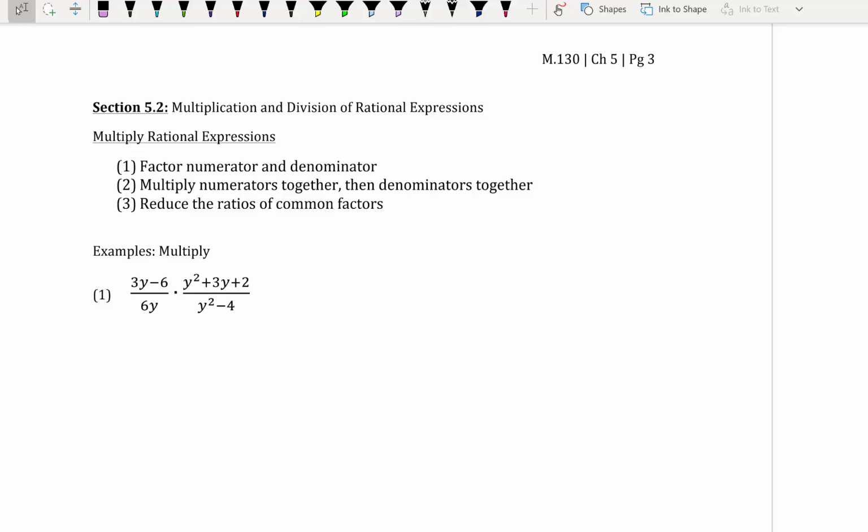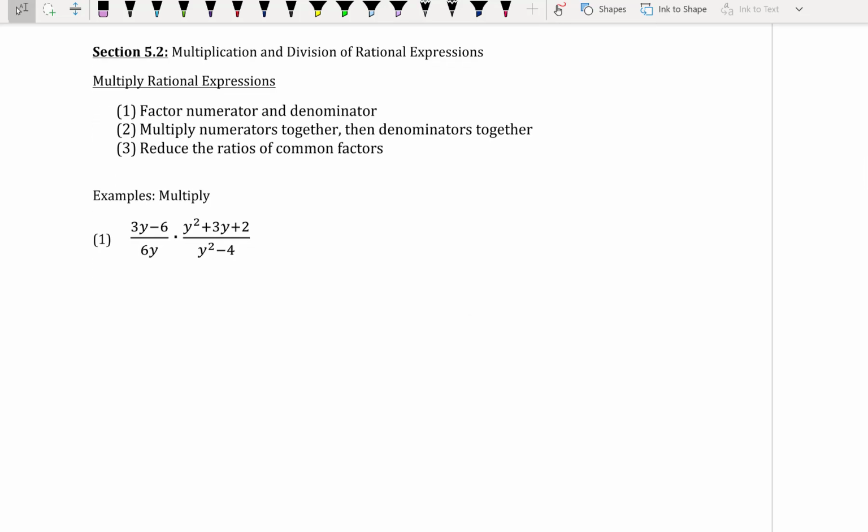Math 130 students, we are going to pick up on page 3, section 5.2. We are going to be multiplying and dividing rational expressions. So for the first example, it says to multiply. What we want to do is really just factor as much as possible. So I'm going to concentrate on this fraction first.